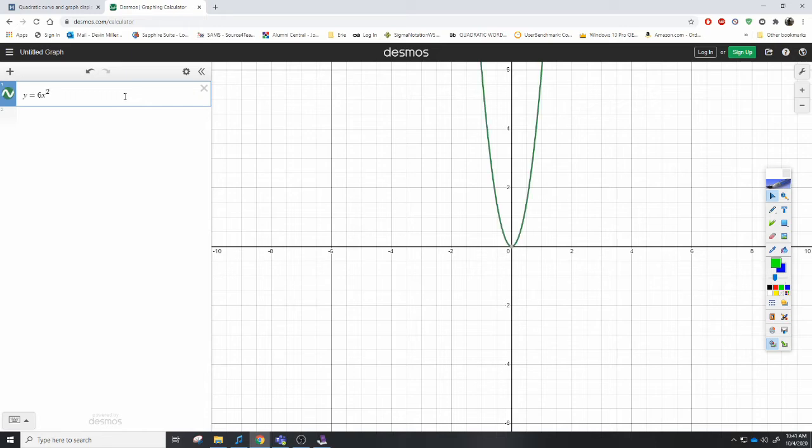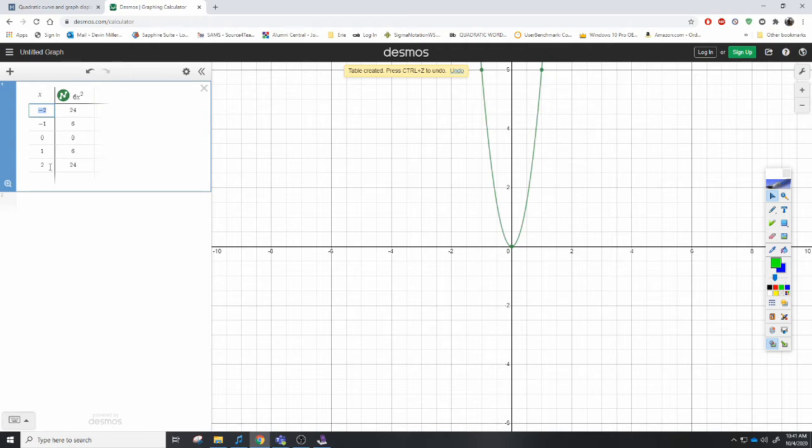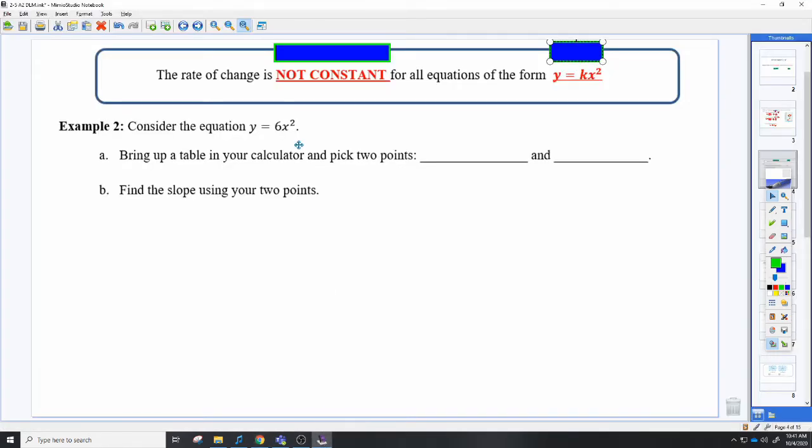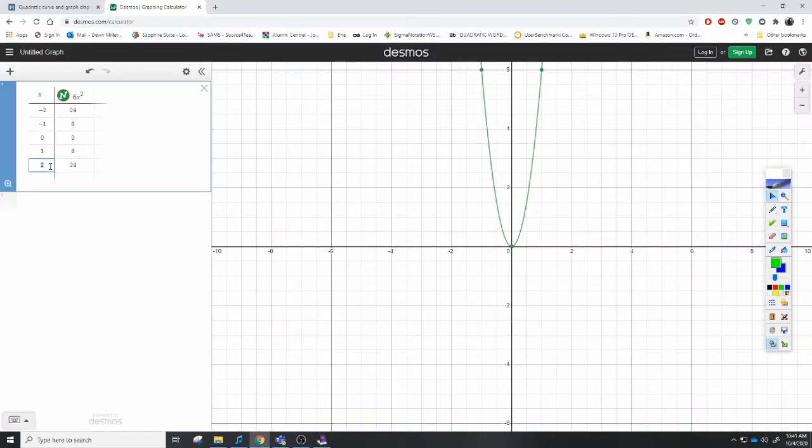So you should be able to see it. And we're going to bring up a table. All right. Pick 2 points. So if you want more points, you can just click down here and then hit enter a few times. I don't think we need that many points though. So the idea is just to pick 2 points and find the slope. So what I would say is for you at home watching, you pick 2 different points than what I pick.